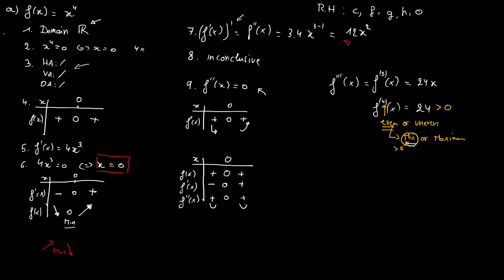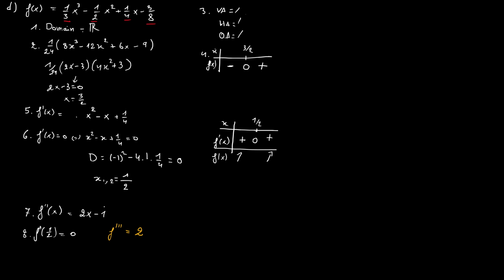Now, let me draw your attention again to what I said over here. When this order is uneven, we know something about this point. Because in the even case, if your value was greater than 0, you had a minimum, and if it was smaller than 0, you had a maximum. But now it's uneven, which means that you have an inflection point at that point.